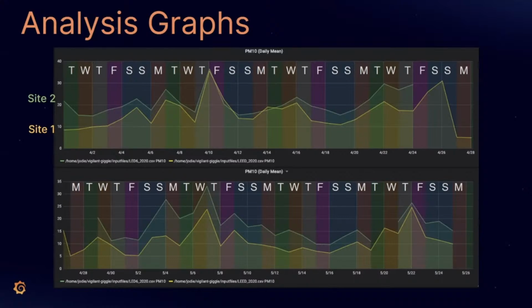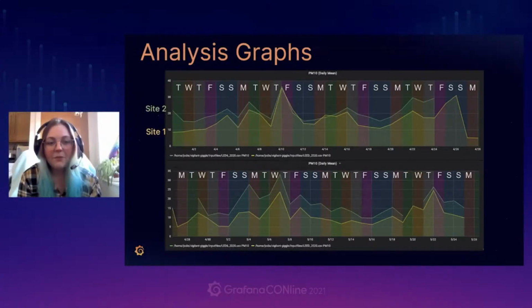These are the daily mean of the PM10 pollution rates for each of these sites using the Grafana time regions feature. The days of the week have been color coded and the weekends have been grouped together. Initially, this showed not very much trend between the days, between Monday data to Monday data, Tuesday to Tuesday. However, we were able to determine that there were noticeable dips on weekends.